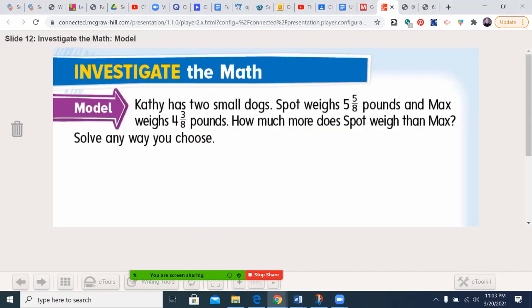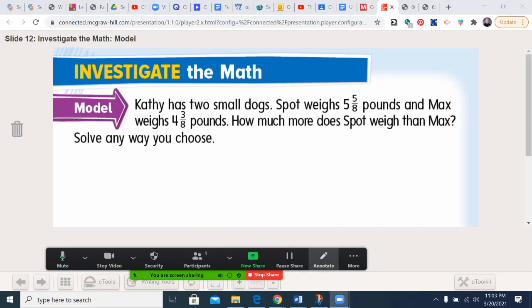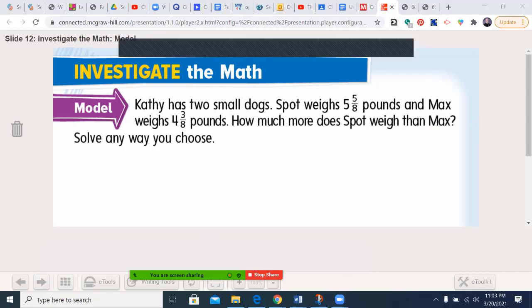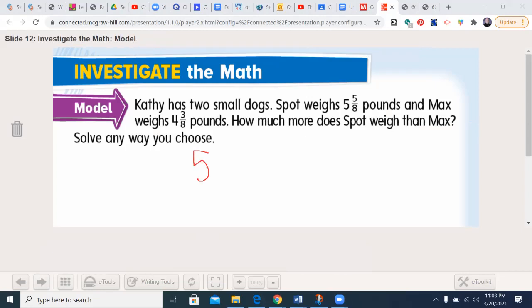Kathy has 2 small dogs. Spot weighs 5 and 5/8 pounds and Max weighs 4 and 3/8 pounds. How much more does Spot weigh than Max? Solve any way you choose. And when they say that, you could use fraction tiles. You could use standard algorithm. I'm going to go ahead with the standard algorithm. Because eventually that's where you need to be.